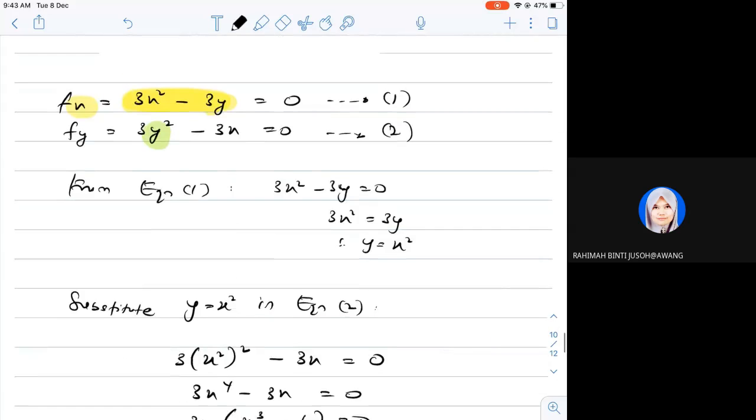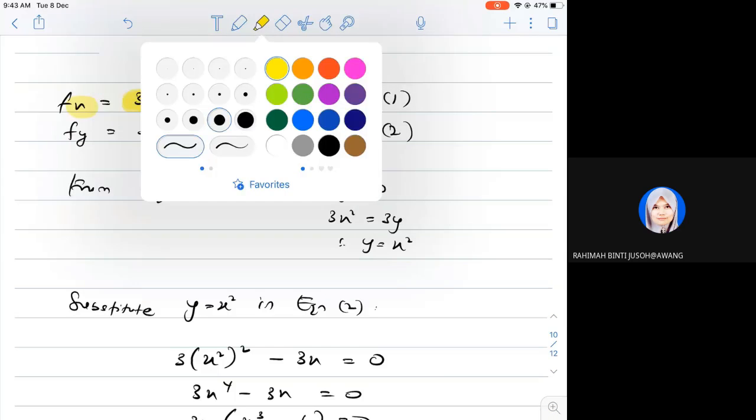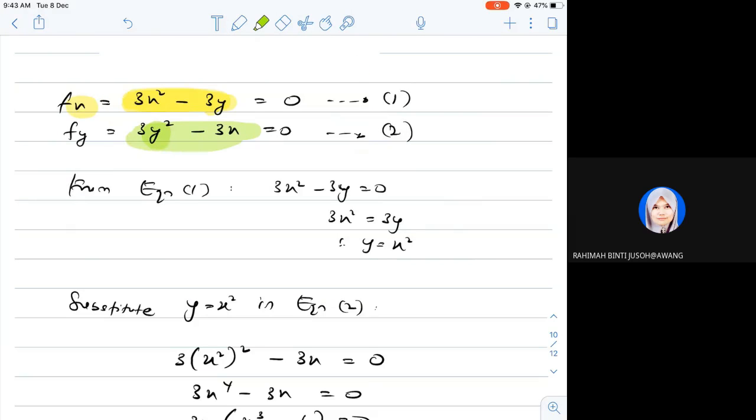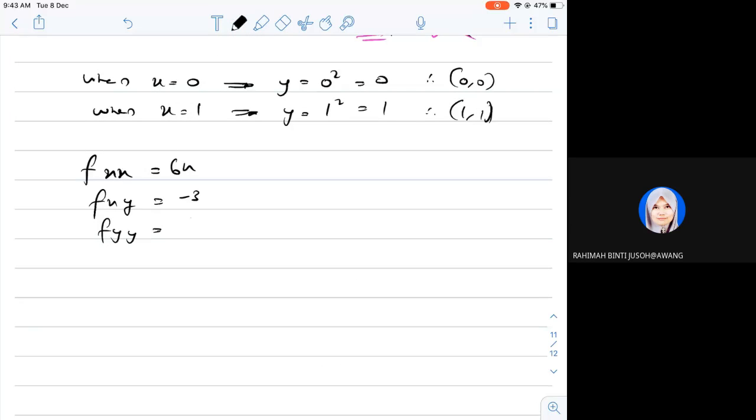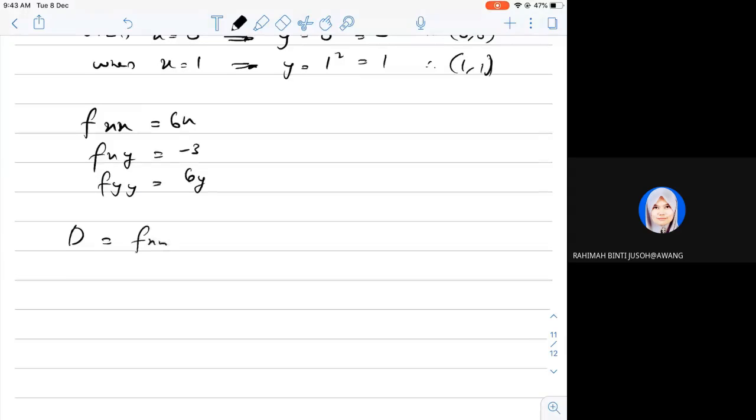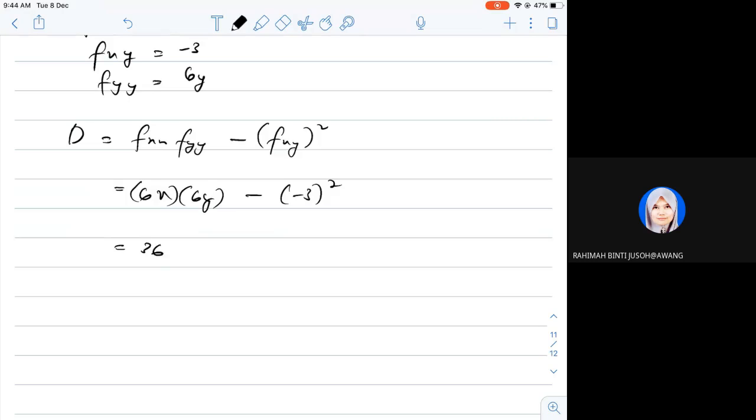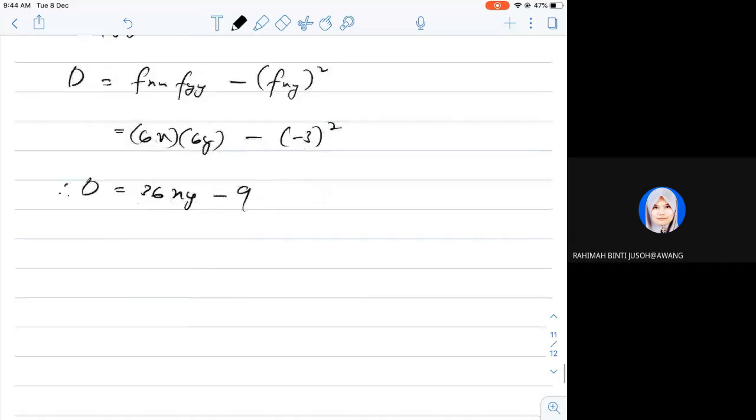Now you have to refer to your fy. Differentiate fy again with respect to y, we will get 6y. So 6y. Next step is to calculate your d. Alright guys, d equals fxx multiplied by fyy minus fxy squared. So we will have 6x multiplied by 6y minus negative 3 squared. So we will have 36xy minus 9. This is your d.